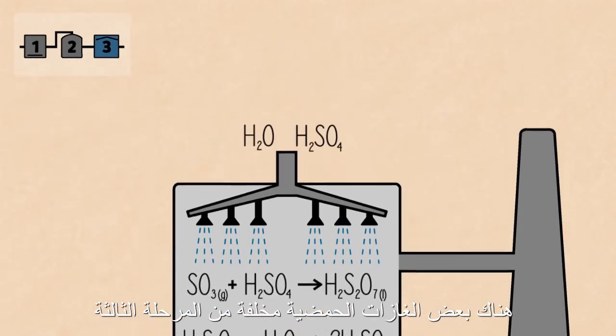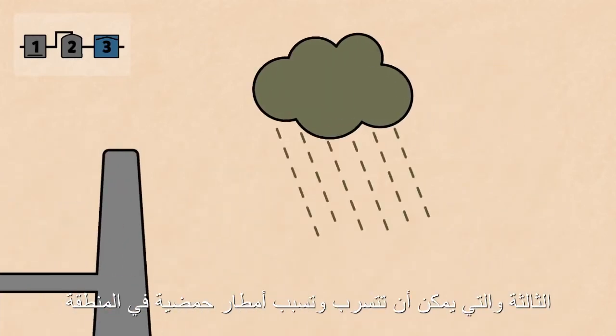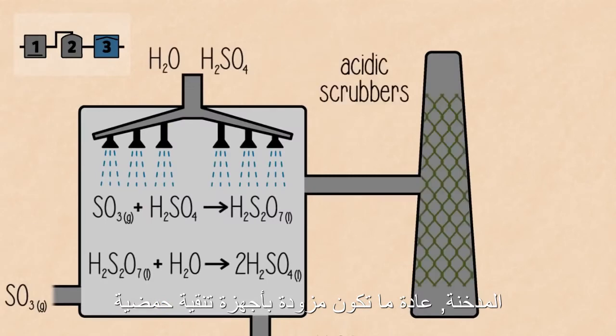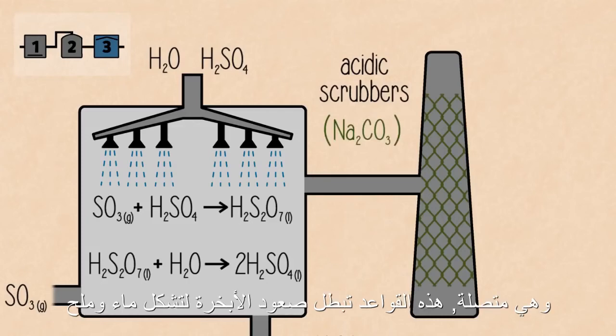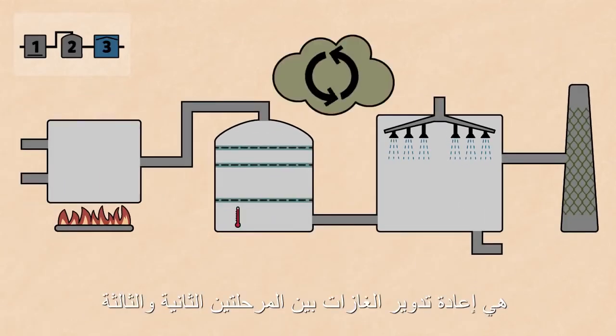There are some acidic waste gases from stage 3 which can escape and cause local acid rain. The chimney is usually fitted with acidic scrubbers. These are bases like sodium carbonate. On contact, they neutralise the fumes, forming salt and water. Other ways to minimise the release of any sulfur oxides is by recycling gases between stages 2 and 3.